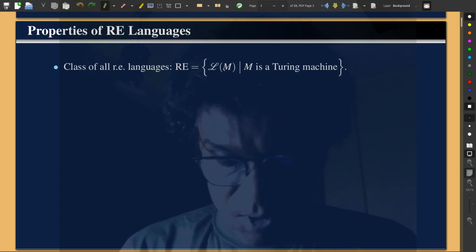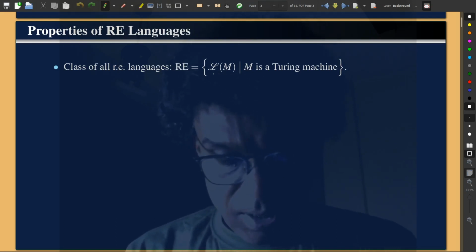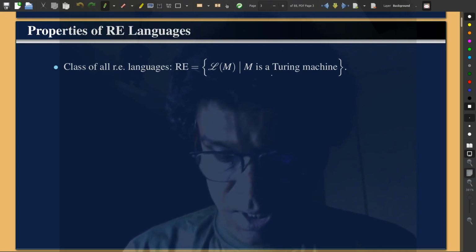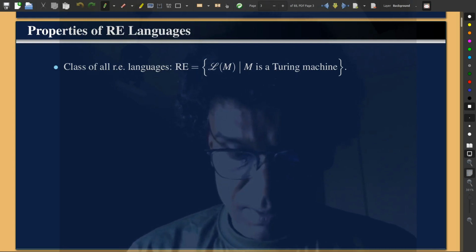With the intuitive understanding that RE languages are specified by Turing machines, this is basically a countable set, because every Turing machine can be encoded in binary, and therefore as a finite binary string, and the number of strings over a fixed alphabet like 0, 1 is countable. So this is a countable set, provided that we restrict our attention to binary encoding.